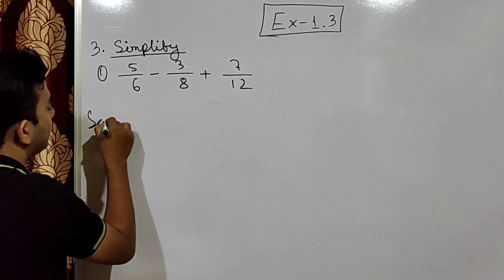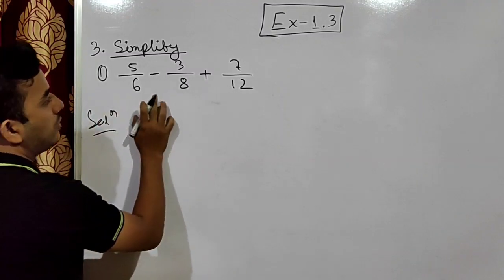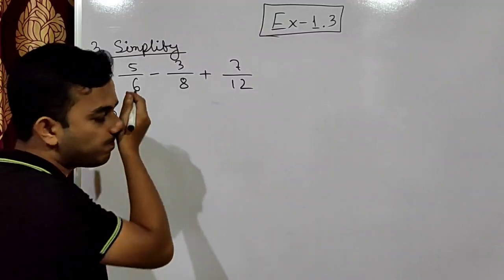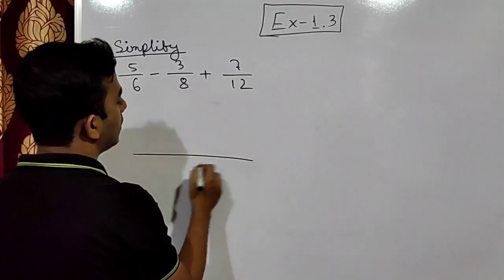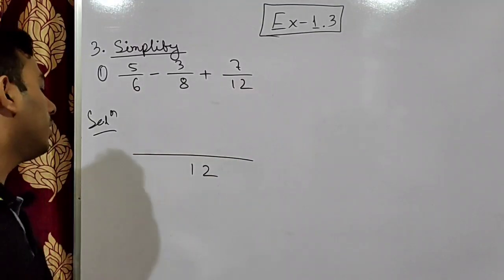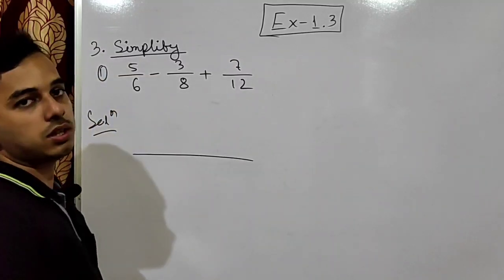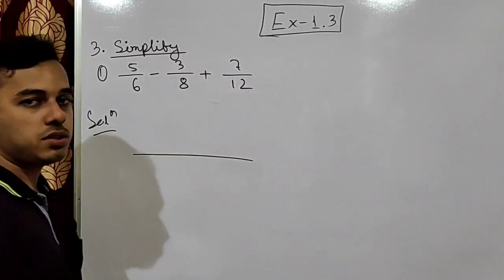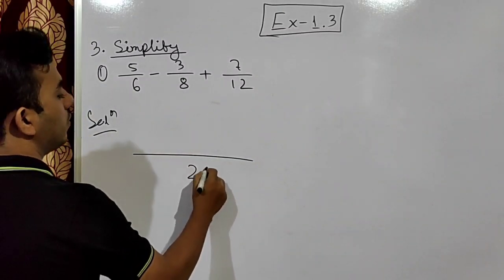Let's look at the board. This is plus, this is minus and plus. Okay, so first thing is what? We have to make the denominators the same. So for making the denominator the same, we have to take LCM. Now this is 6, this is 8, this is 12. And the lowest common multiple of all the 3 numbers is which one? 24, isn't it? Because 24 is divisible by 6, it is also divisible by 8, and it is also divisible by 12. So we will take our LCM 24.